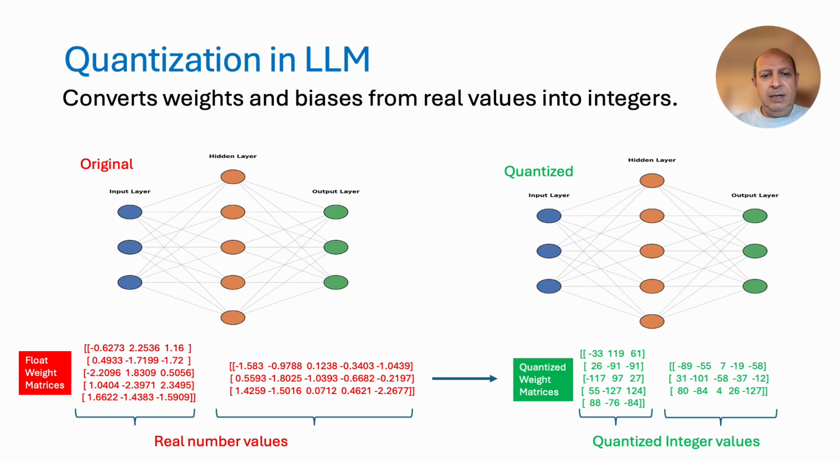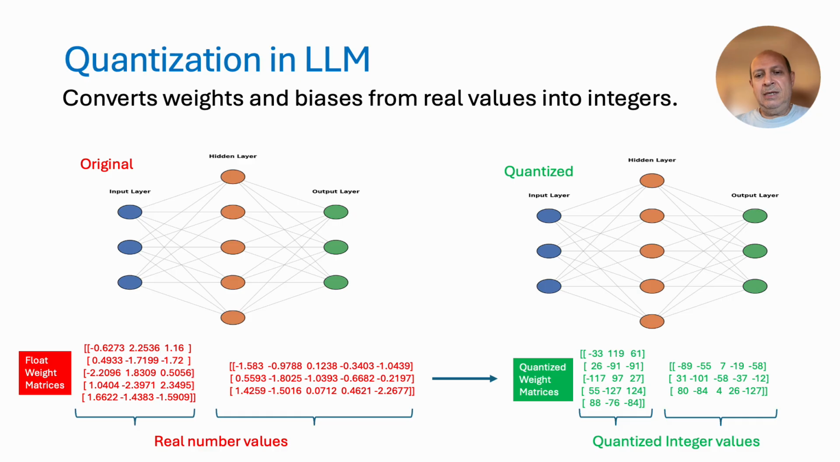Between the input layer and a hidden layer, there is a matrix of weights represented as a matrix of real numbers. And there is another matrix between the hidden layer and the output layer, also represented in the form of real number values. Now, these two matrices are not quantized yet. They are rather in floating point format, real number format.